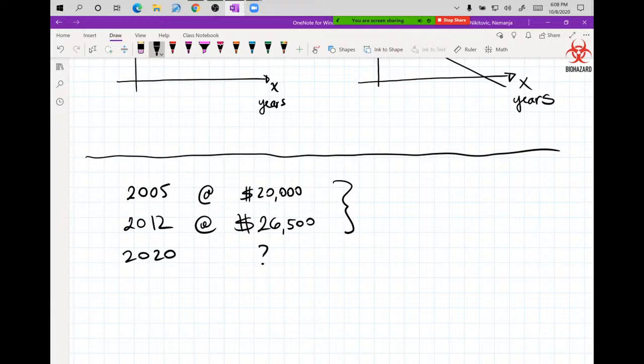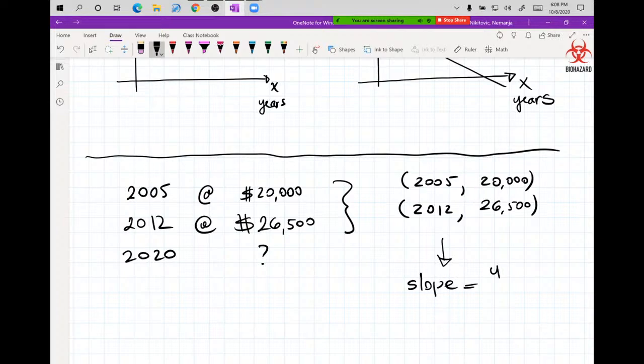If you pay attention here, you actually have 2 points: 2005 and 20,000, and 2012 and 26,500. So you have the 2 points from which you can calculate the slope, because we learned in the last class that the slope is y2 minus y1 over x2 minus x1. So if you call this point 1 and this point 2, you can calculate the slope, which shows you the rate of change of the price in time. And then we can come up with the equation of the line, and I can use it to compute the future.